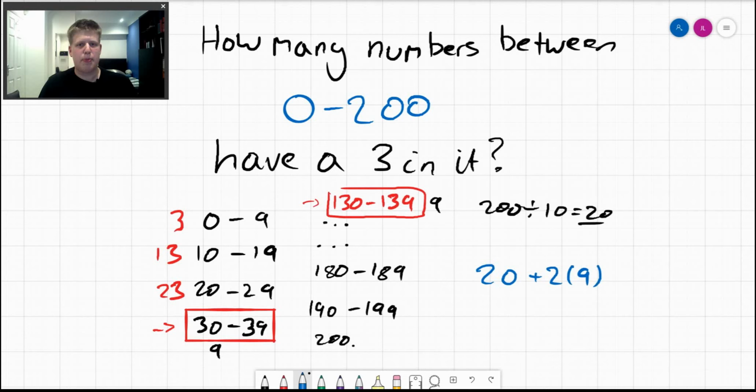So we have 20 plus 2 lots of 9. Now we have exhausted all the numbers with a 3 in. So our final answer is 20 plus 18, which is 38. And that is our final answer.